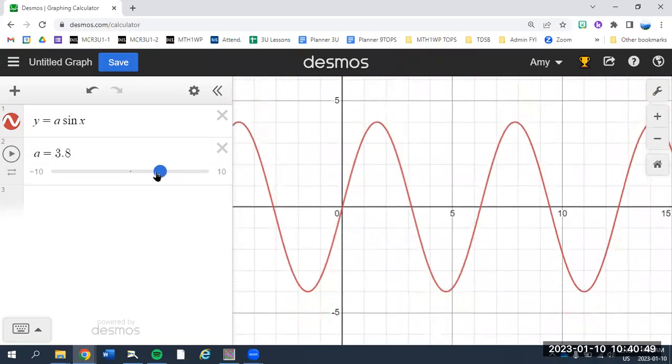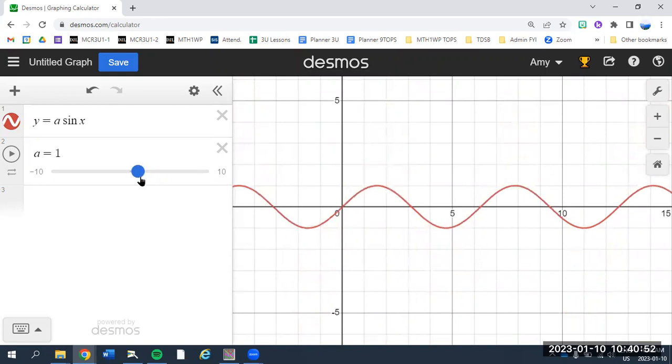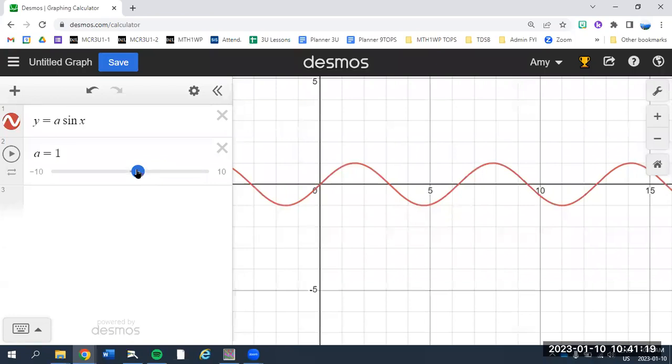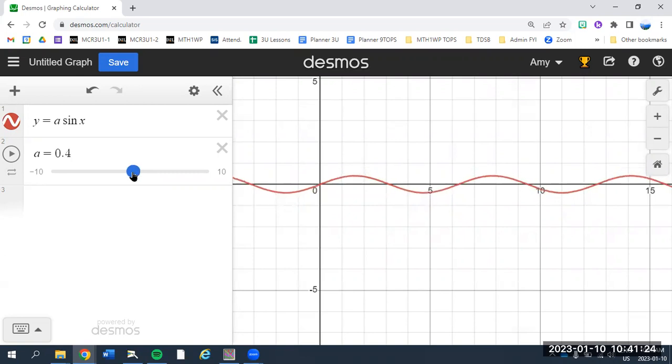And let's bring this all the way back to when our A value is between 0 and 1. What do you notice about our peaks and our troughs? What is the maximum value here? 0.7. Is this a stretch or compression? Be more confident. Is this a stretch or compression? Compression, because A equal to 1 is our standard graph, correct? Anything that is between 0 and 1 will be a compression. And you can see that it's going closer and closer to looking like just a flat line.